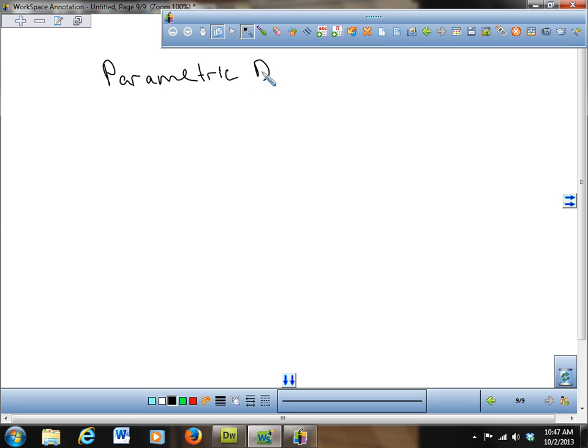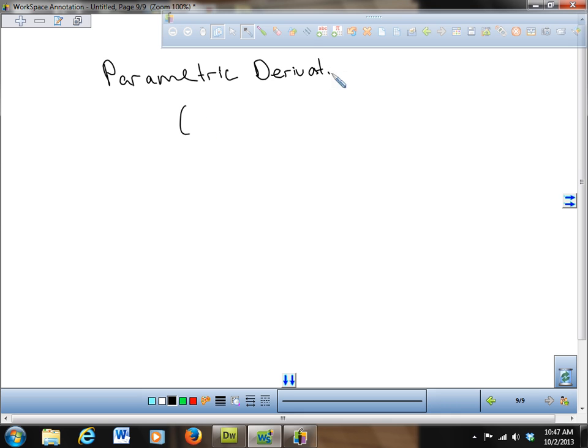Parametric derivatives. Okay? So, if you remember a parametric equation, it's an equation in which you have x's and y's doing two different things. So you have a point x of t, okay, comma, y of t, and then you have something called parameters, where t is between two values. Do you remember doing this?